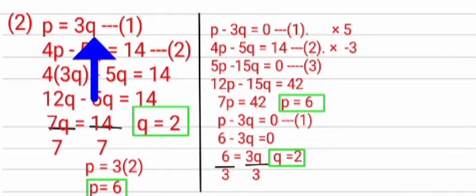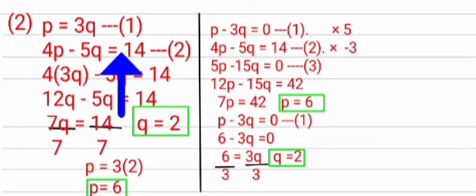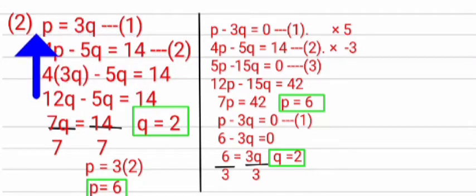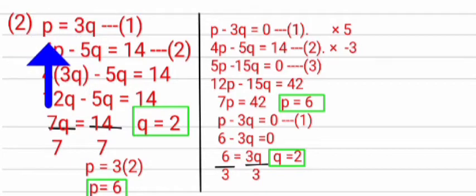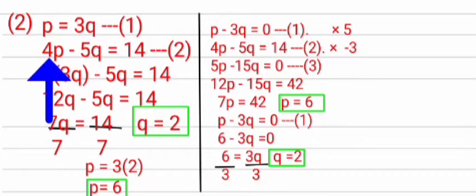So this example is quite different but also straightforward. We have p is equal to 3q, equation 1, and 4p minus 5q is equal to 14, equation 2. Here we already know that p is equal to 3q, which means we don't need to make anything the subject of formula, because p is already the subject. So we're going to go ahead and substitute 3q for p into equation 2.